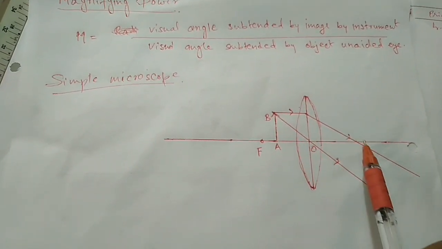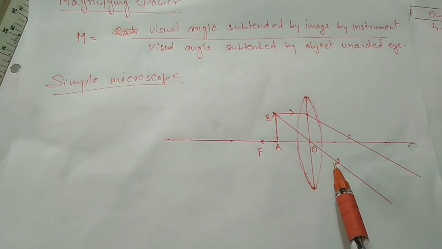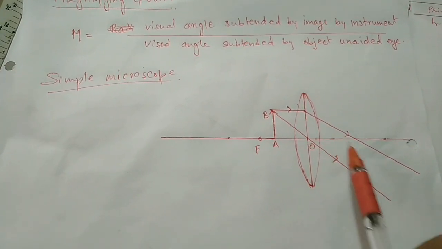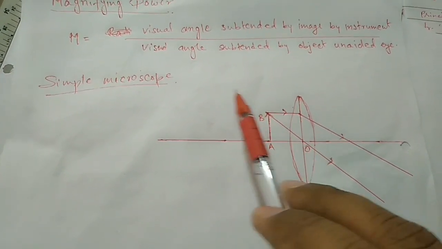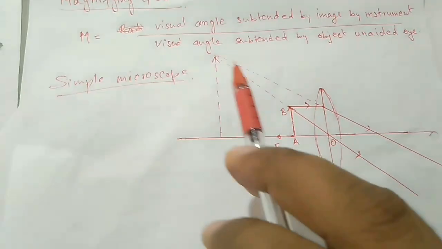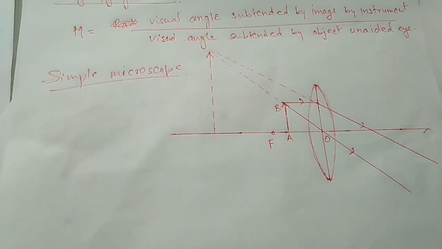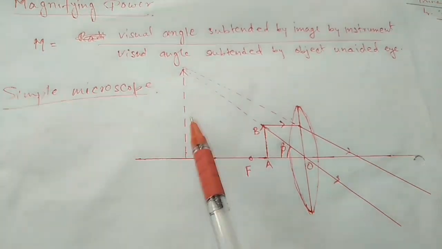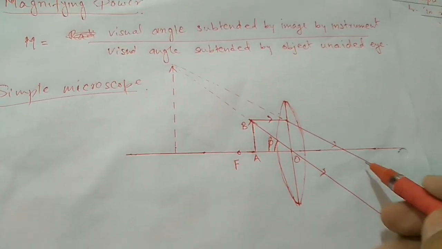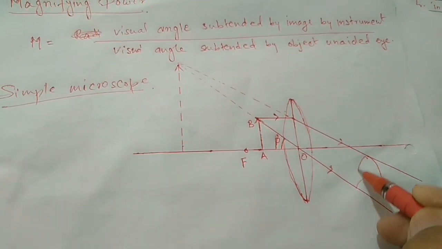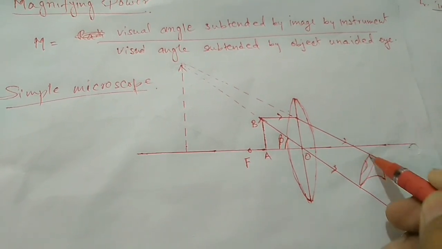So the first ray goes toward the focus, the second from the optical center straight. You can see it is diverging, so let's produce it backward to form the image. Here you can see the image is formed virtual and erect. This image is formed with the instrument. Suppose I am watching from here.